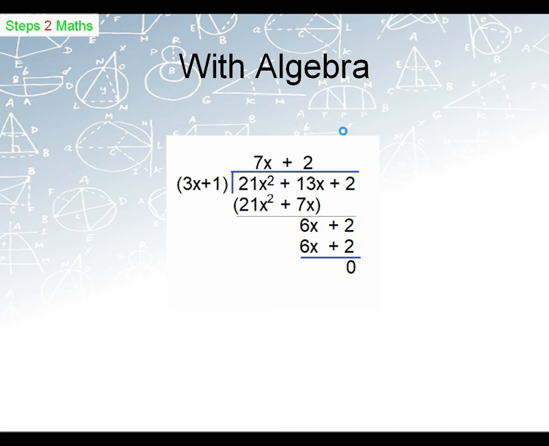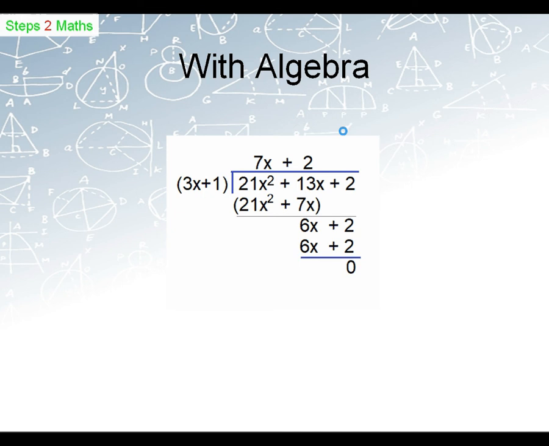Okay, so we subtract 21x squared from 21x squared, which leaves us with nothing, as expected. And we subtract 7x from 13x to leave us with a remainder of 6x, and we bring down the 2. Then we repeat the question, how many times does 3x go into 6x? And the answer is it goes in 2 times, which goes into our answer row at the top. We then multiply the 2 by our divisor, 3x plus 1, which gives us 6x plus 2, and we subtract that to find that there's a 0 remainder, meaning 3x plus 1 goes evenly into 21x squared plus 13x plus 2, and it goes in evenly 7x plus 2 times.